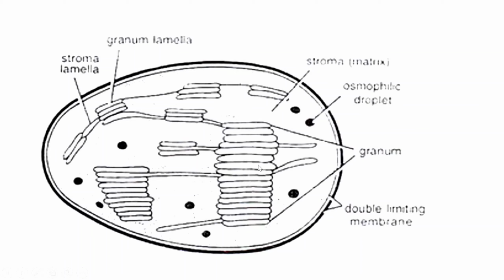Photosynthesis takes place in two stages: one is the light phase and the other is the dark phase. The light phase takes place in the granum and the dark phase takes place in the stroma.